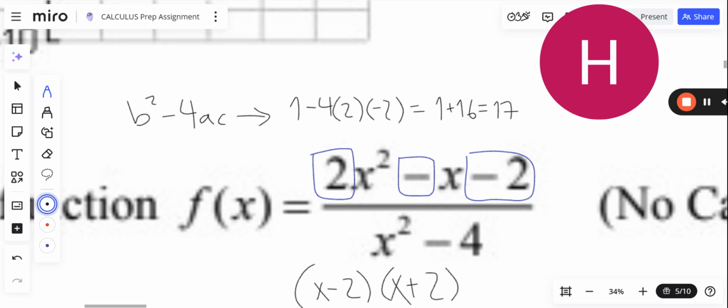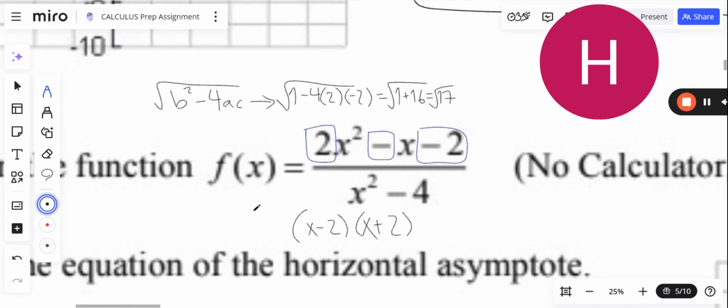Now, because it's not a perfect square, when we look at the quadratic formula, that's not going to give us a whole number. So it turns out, ladies and gents, we do not have any factors on the top. All right. It took a little while to sort that out, but it is very important to sort out whether or not you can factor the top.